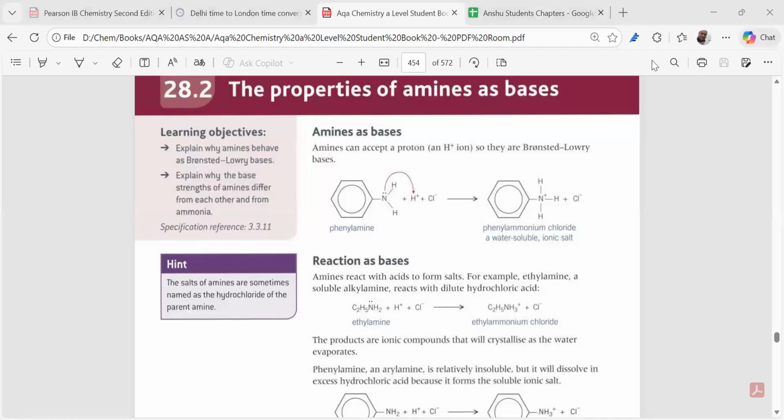So when we talk about the properties of amines as a base, we have to note down a very important portion over here. What are bases as per Bronsted Lowry? Proton acceptors. Understood? As per Lewis acid base theory, right? Lewis acid and Lewis base theory.